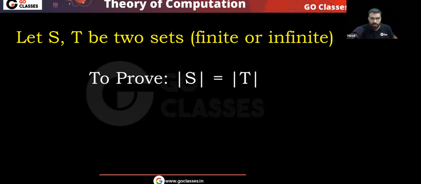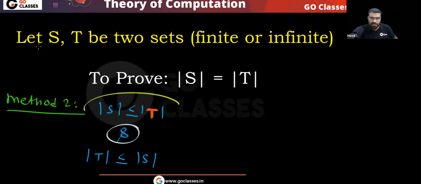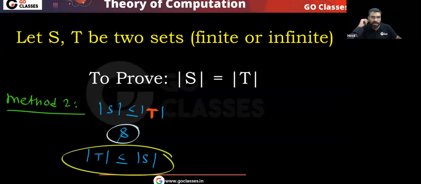What is method number 2? If you don't want to create a bijection, then what can you do? Then you can do it like this: first you prove this, also you prove this. Do you agree with me? Both of them you prove. You prove that S cardinality is less than or equal to T cardinality, and T cardinality is less than or equal to S cardinality. So both of them you prove.